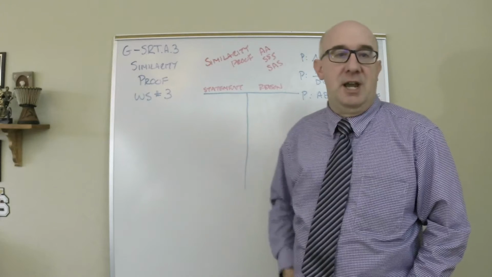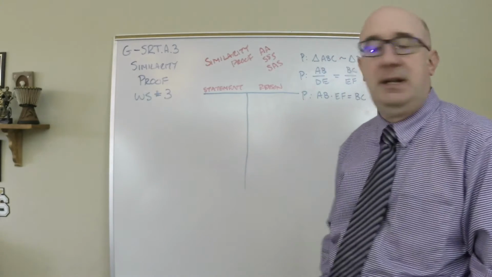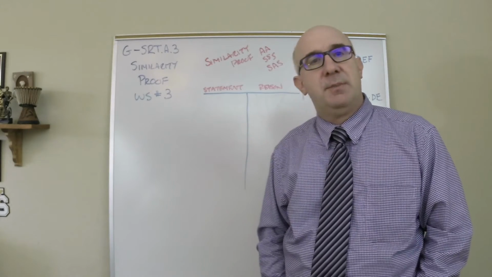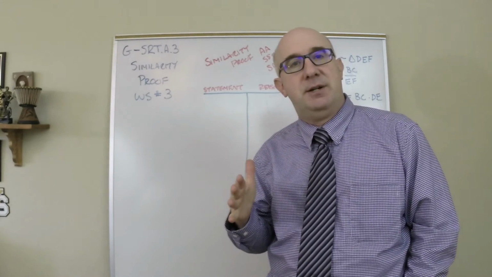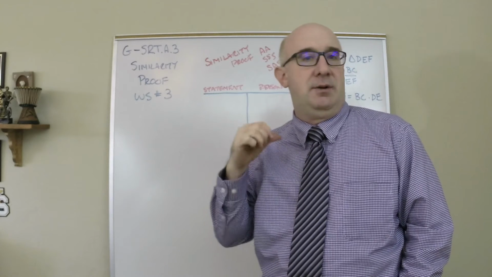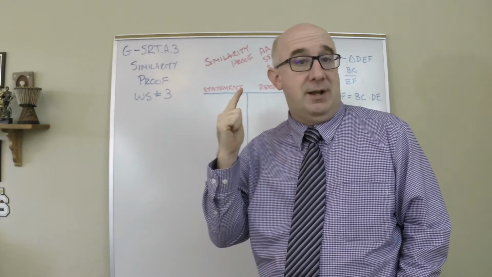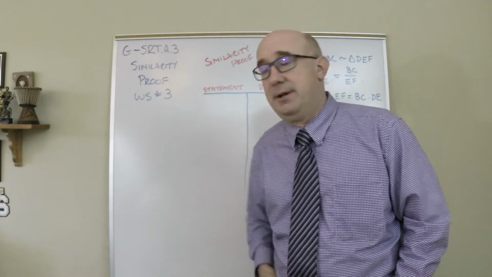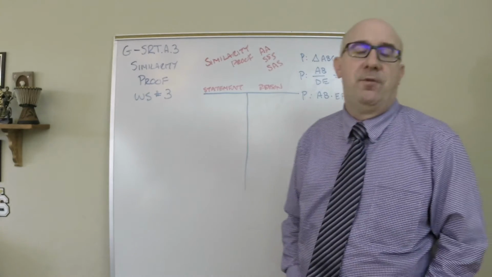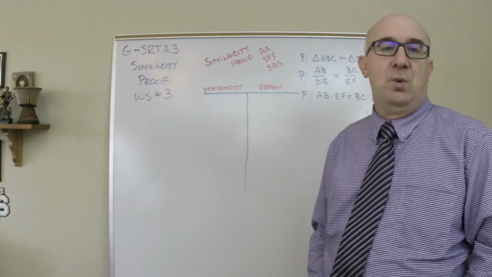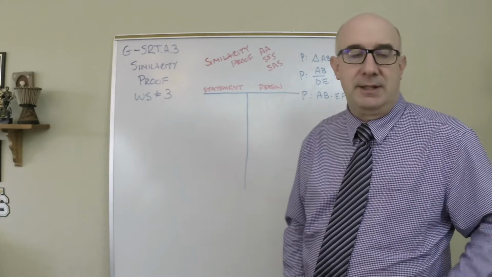Let's take a look at G-SRT.A.3. This is dealing with worksheet number 3, where we've established the criteria of similarity, either AA or SAS proportionality or side-side-side proportionality. And now we're going to formalize, for the most part, a two-column proof as a way to organize our thoughts.